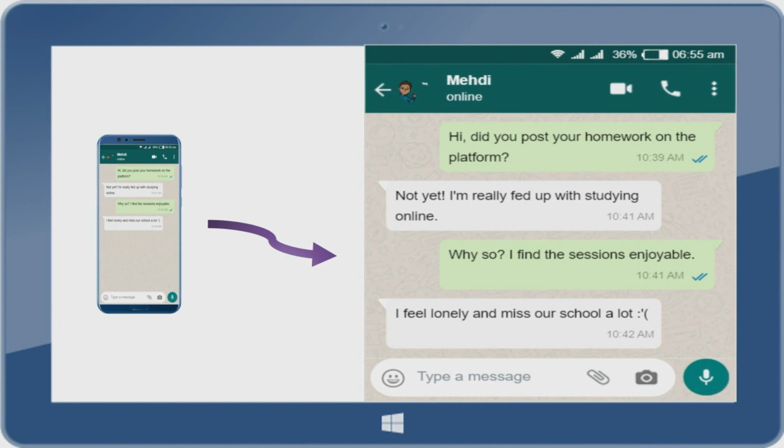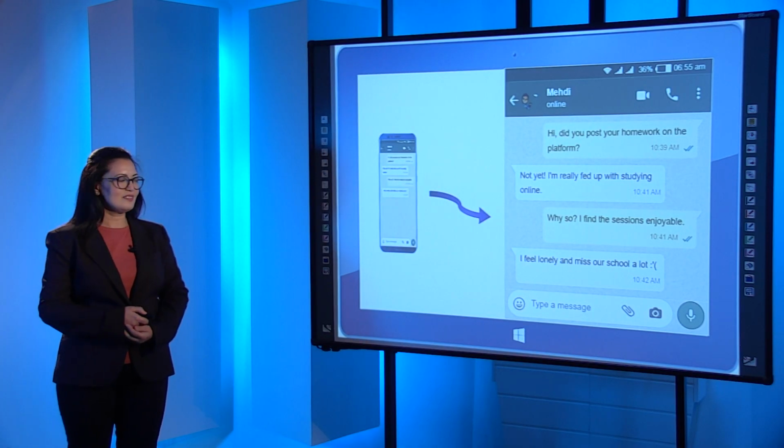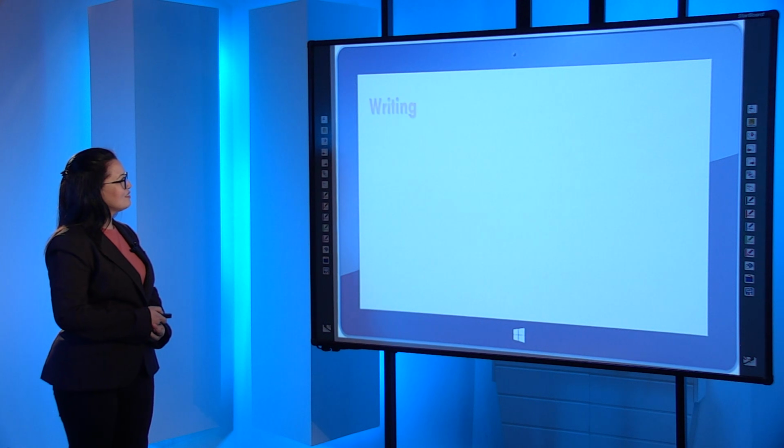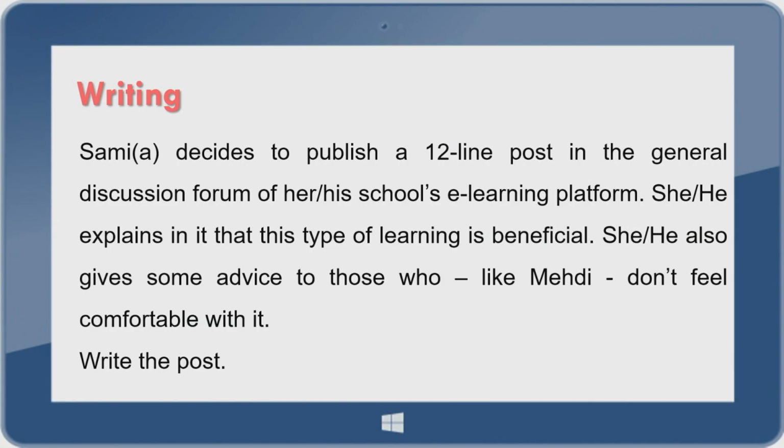So, you must have noticed that Mehdi doesn't feel comfortable learning online. Samia or Sami decides to publish a 12-line post in the general discussion forum of her or his school's e-learning platform. She or he explains in it that this type of learning is beneficial. She or he also gives some advice to those who, like Mehdi, don't feel comfortable with it. So your task is to write the post.